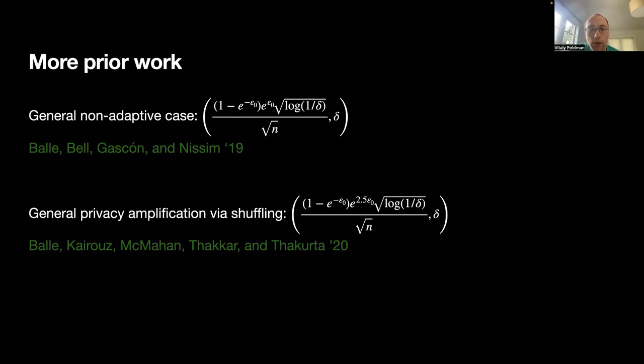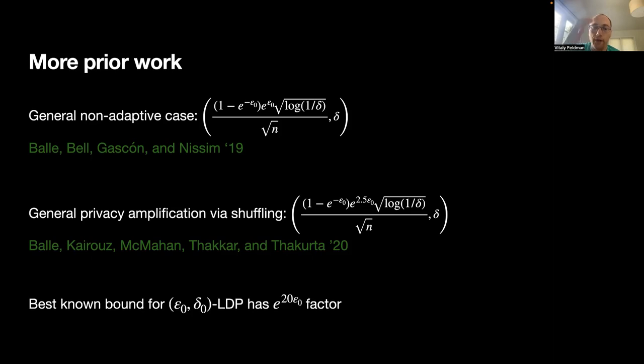We have a technique very similar to the previous result. And they have also observed that it can be applied to the case when local randomizers have this slightly weaker epsilon 0 delta 0 local differential privacy. Although the asymptotic result in this case is really bad. It's e to the 20 epsilon 0, making it not useful in practice.